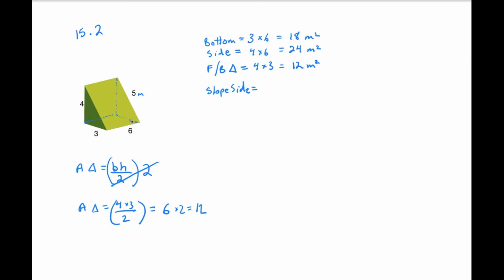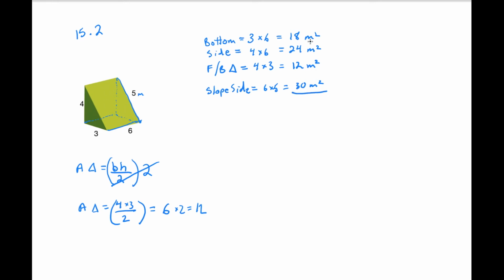And now all we have left is the sloped side, and we have a length of 6 and then a length of 5. So that's going to be 6 times 5. That's going to equal 30 meters squared. So we have the bottom, which is 18 meters. We have the side, which is 24 meters. The front and the back, which are both 6 meters individually, which makes 12 added together. And then 30 meters for the sloped side.